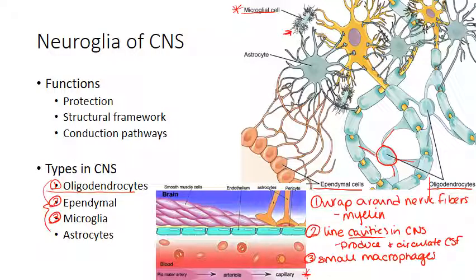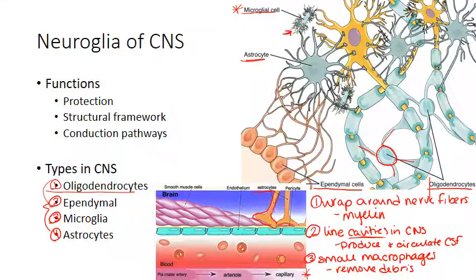And so these, again, are going to remove debris. So I'll sort of put that down here. And the last type of neuroglia that we find in the central nervous system are our astrocytes. Here are the astrocytes. We also have the astrocytes shown down here. This is the astrocyte that we're talking about.